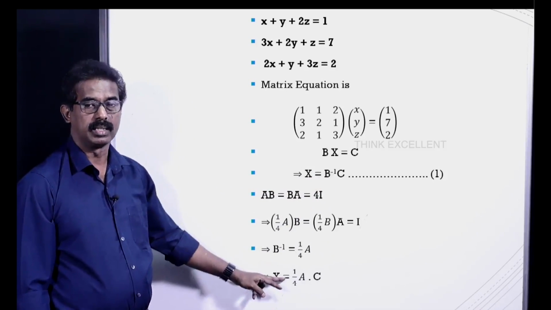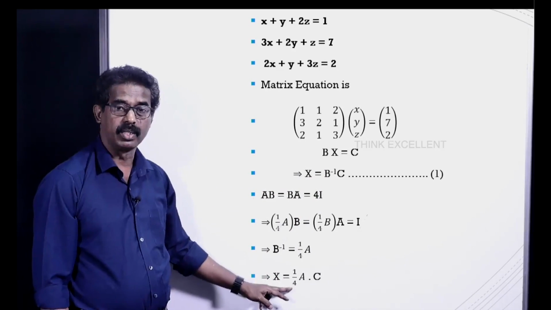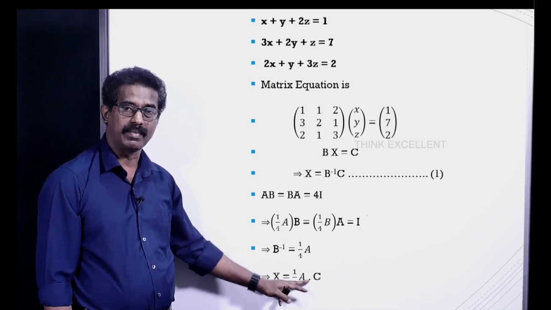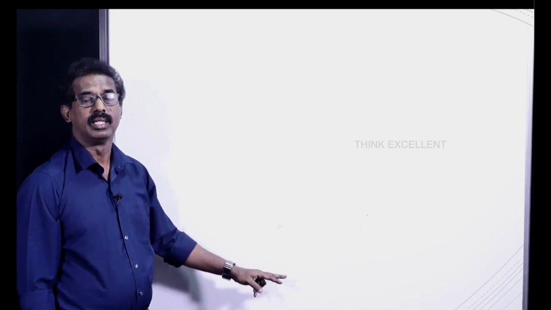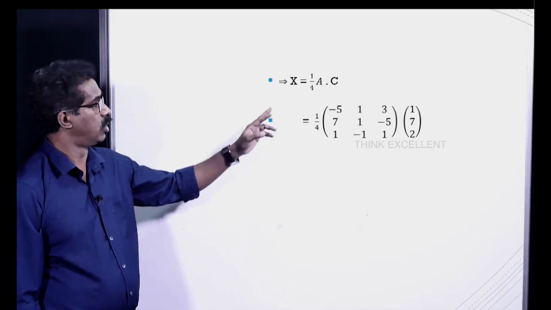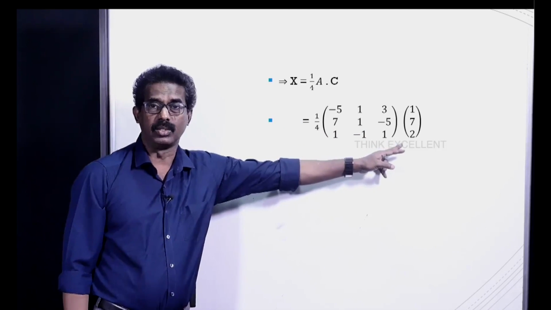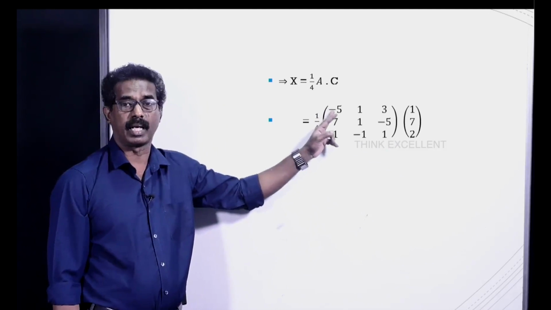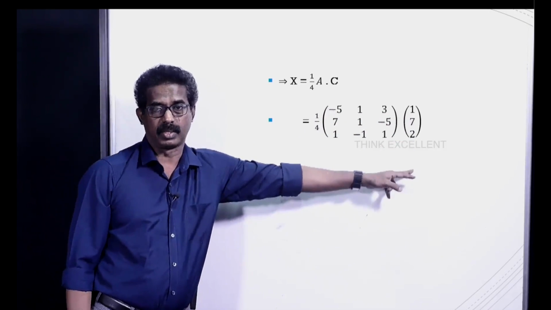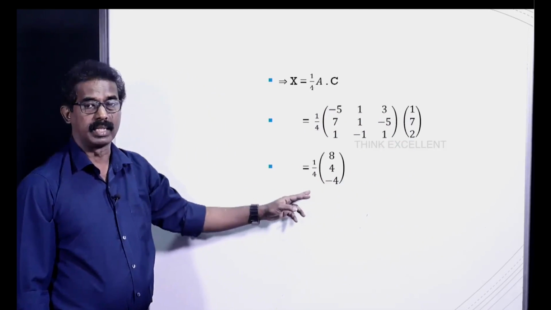So you will get X is equal to 1 by 4 into AC. You know the A value and C value. That values you substitute: 1 by 4 into A into C. A into C. Now you know how to multiply, right? First row, first column, like that you can multiply. You are getting these values.